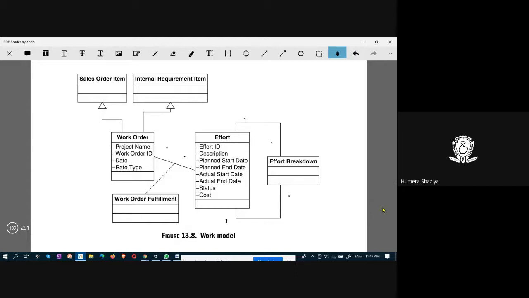in order to do that work, there is some effort. What is effort? Effort ID, description, planned start date, end date, actual start date, end date, status, cost. And how are you breaking down the effort? And finally, when the work order is placed and effort is made to fulfill this work order, fulfillment happens.